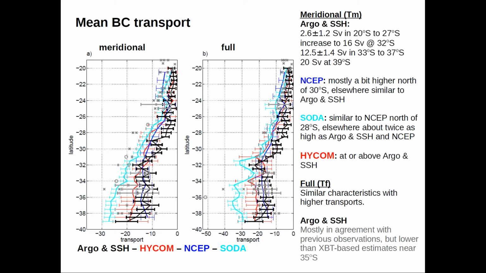And so the left-hand side has the meridional component only, and the right-hand side has the full component, and I put them both here because the left-hand side with the gray symbols and dots with error bars shows the previous estimates from mostly synoptic sections. And these sections often go perpendicular across the Brazil Current. So if you only look at the meridional component, they will have higher values, and that is confirmed here. On the right-hand side, they match a lot better than on the left-hand side. So doing the full transport does help with that agreement.